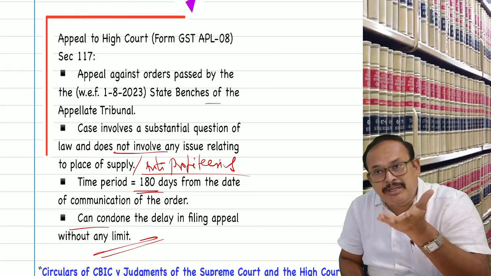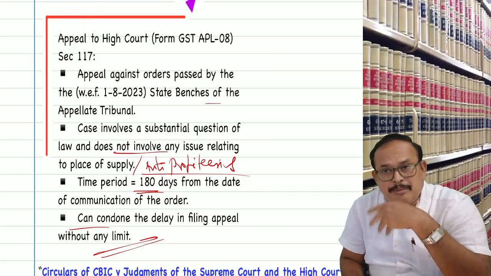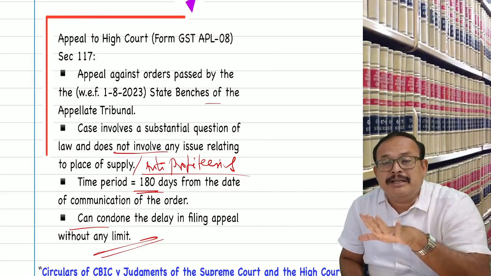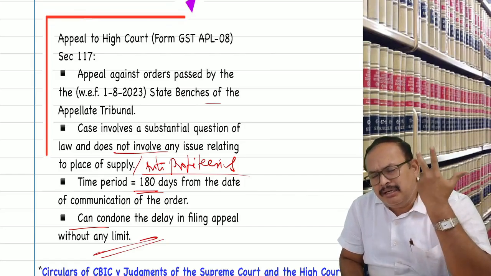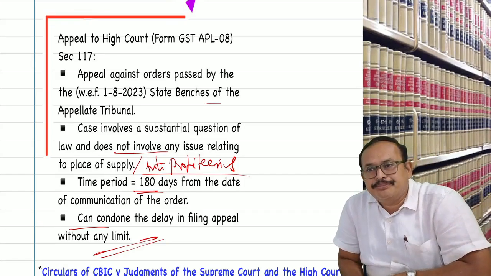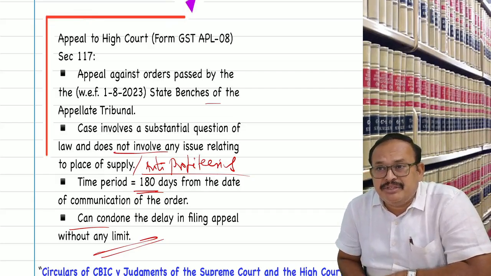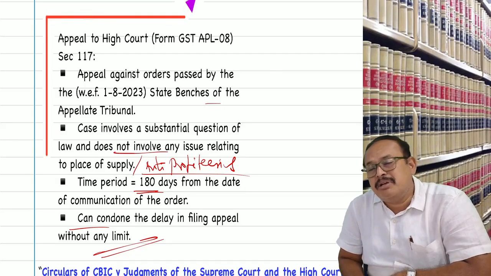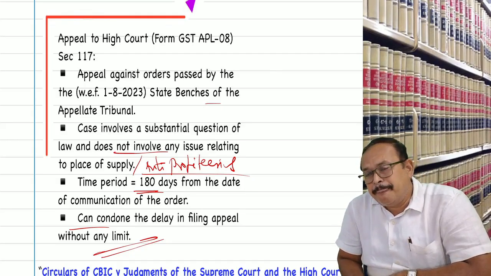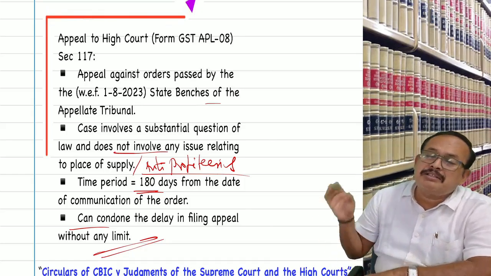Whether it is a departmental appeal or a taxpayer appeal, it is the same number of days. At the same time, my dear, High Court is empowered to condone the delay for any number of days, no issue. Whereas the appellate authority can condone the delay only for a period of 30 days, and the tribunal can condone the delay for a period of only 3 months, not beyond that. Understand the differences?